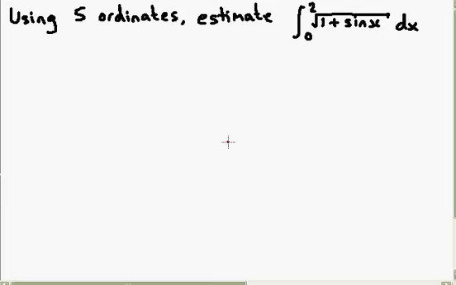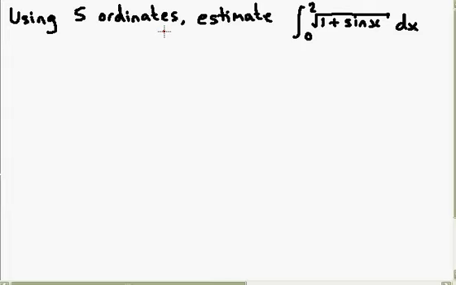Okay, we're going to look at a problem that uses the Trapezium Rule. Now the Trapezium Rule is a numerical estimate to an integral. So if I have a look at this example, we want to integrate this function of the square root of 1 plus sine x. At the moment we have no method of algebraically doing this, so we've got to use an estimate. And in this case we're going to use the Trapezium Rule using 5 ordinates.